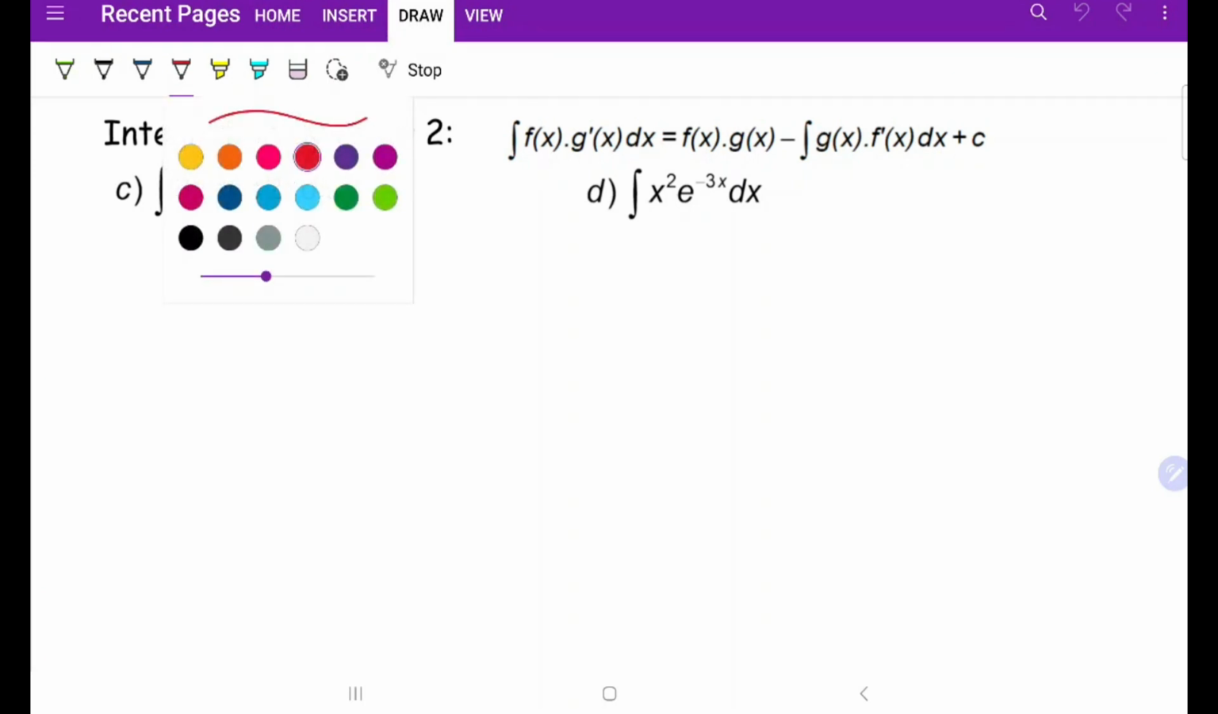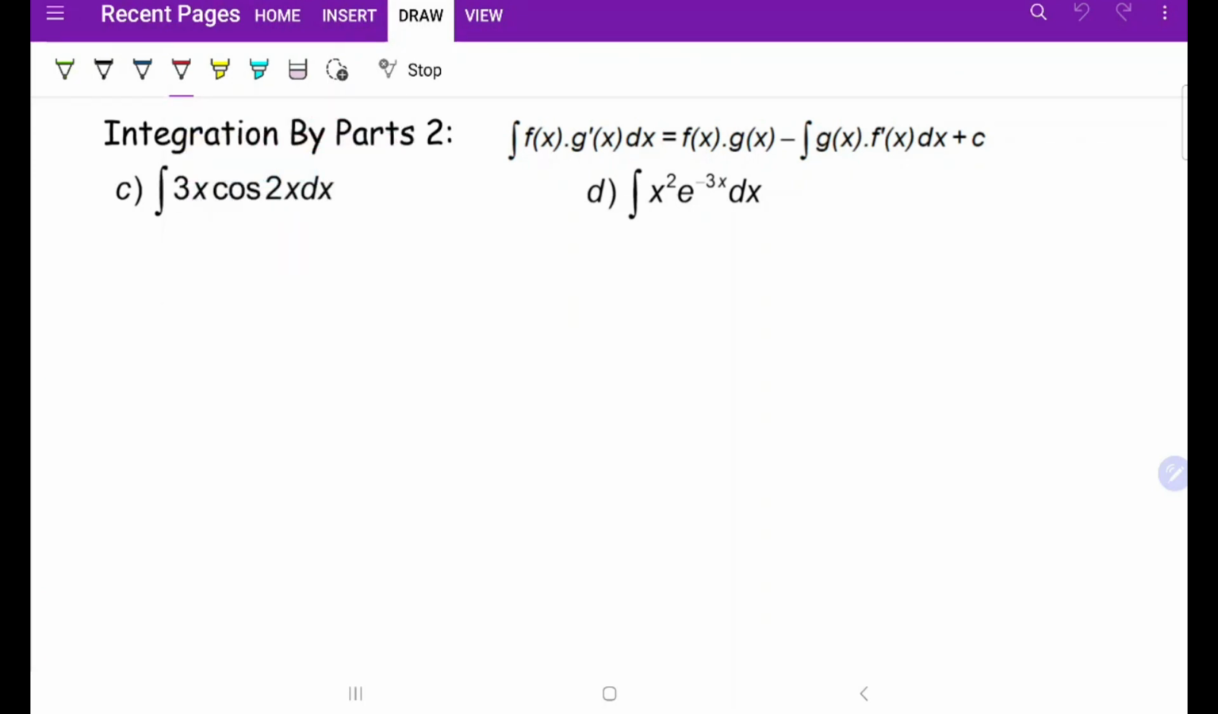So what I'll do, just to remind you again, we use integration by parts when we cannot use U substitution or any of the other methods. I'll put a star here on this question D because it is quite a unique question to do, but we'll get to it shortly. So remember how we use integration by parts. You cannot do any U substitution here, so we use integration by parts.